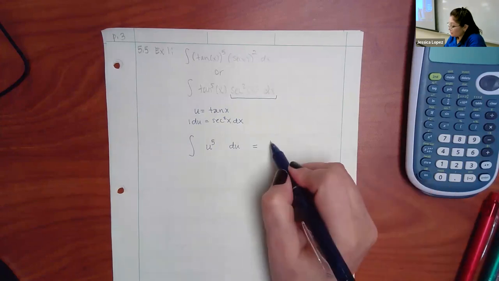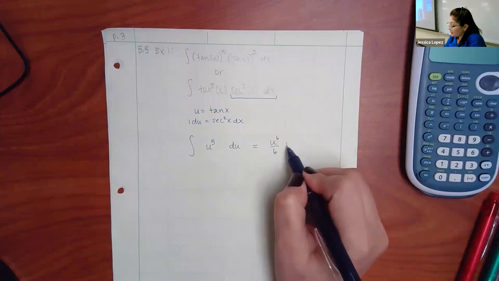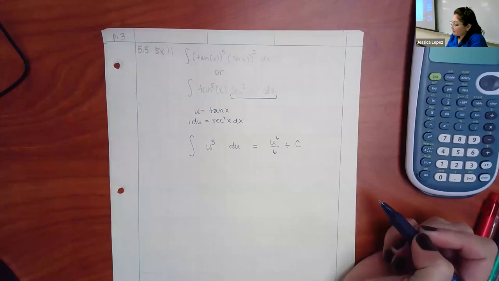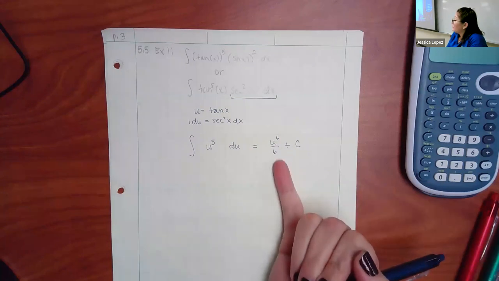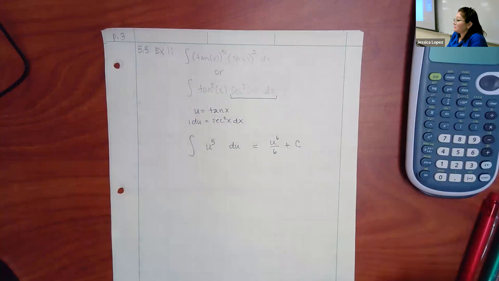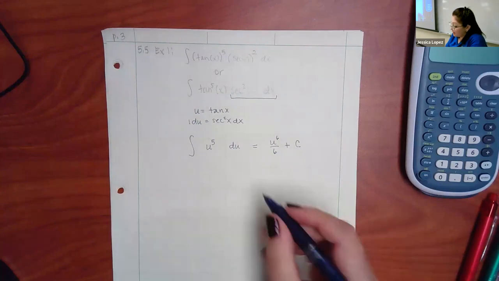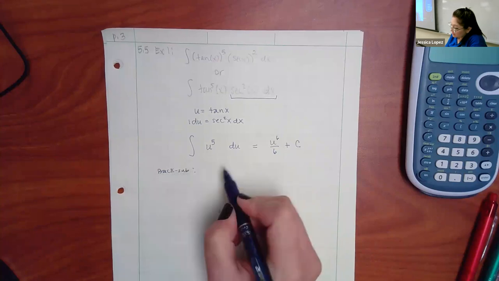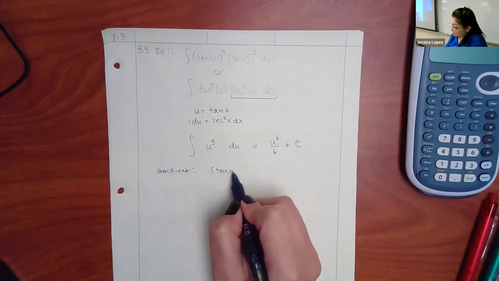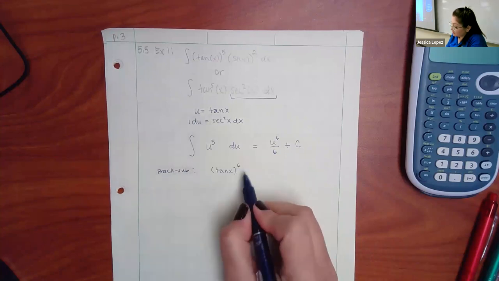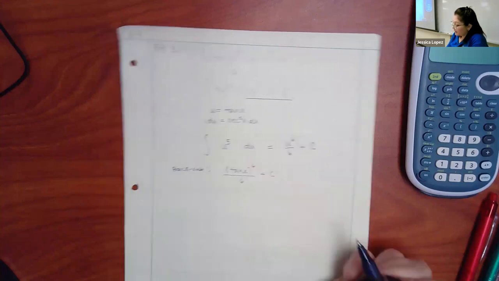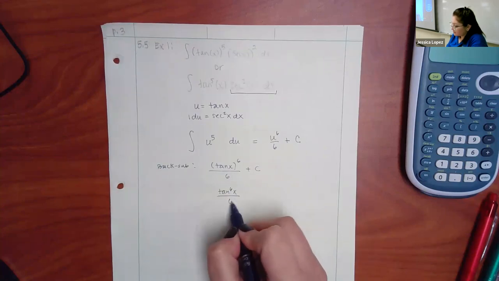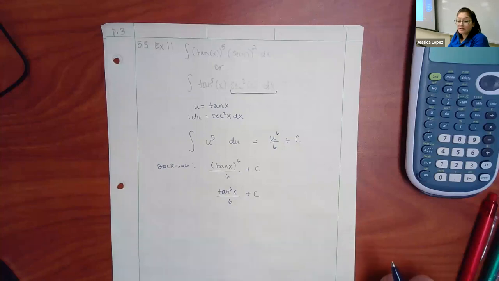When we integrate, it's u to the 6 over 6. And we don't have bounds, so we do have to put our plus C. But this is not the answer, right? They didn't give me the problem with u, did they? No. So we have to do back substitution. So then that's actually tan x to the 6 over 6, because u is tan x. And you can leave it like that, or you can write it without the parentheses. Either way, both of them are correct.